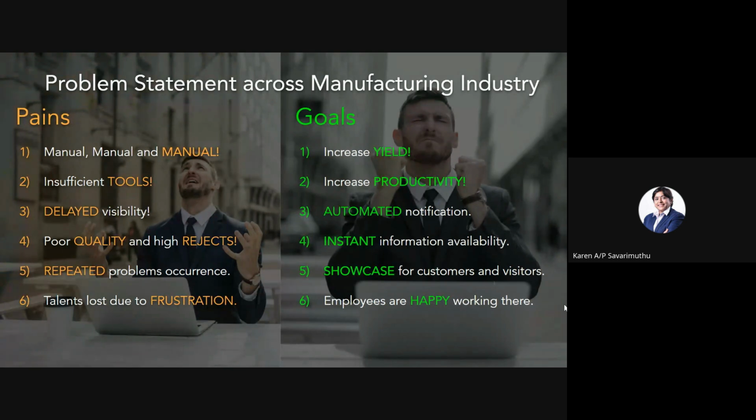And of course, the repeated problem occurrence, okay? Because there's no data to identify this. So that's why they have a repeated problem occurrence. And of course, talent loss due to frustration.